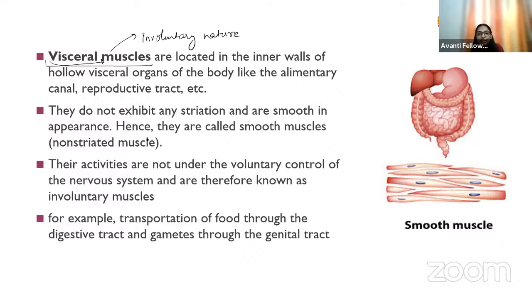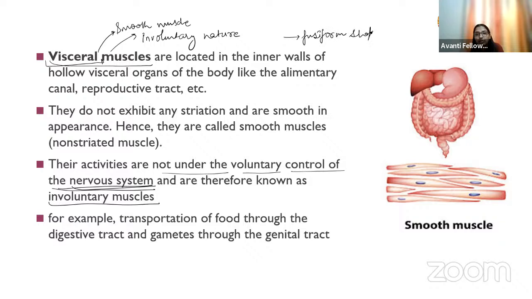Involuntary means that they are not under our control, or they are not controlled by the nervous system. Their activities are not under the voluntary control of the nervous system. Therefore, they are known as the involuntary muscles. They're also known as smooth muscles. Visceral muscles are fusiform in shape. Remember this, like this, they are fusiform, and they're tapering at the ends. Their ends are tapering, pointed ends.